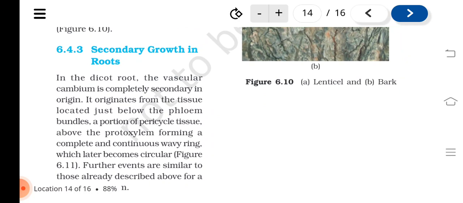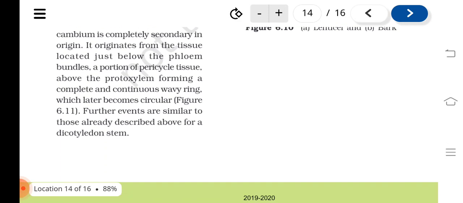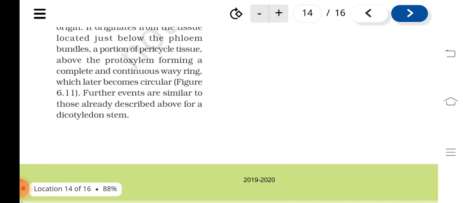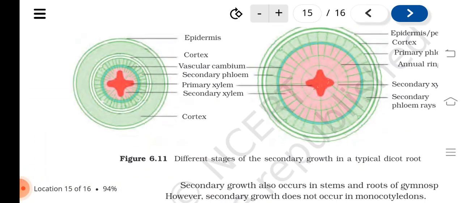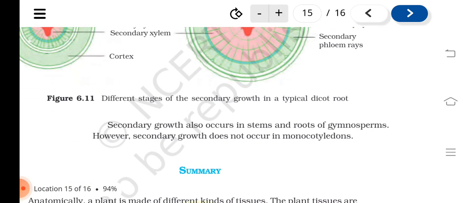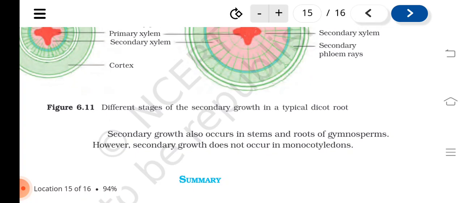Secondary growth in roots. In the dicot root, the vascular cambium is completely secondary in origin. It originates from the tissues located just below the phloem bundles, and a portion of pericycle tissue above the protoxylem, forming a complete and continuous wavy ring, which later becomes circular, figure 6.11. Further events are similar to those already described above for a dicotyledon stem. Secondary growth also occurs in stems and roots of gymnosperms. However, secondary growth does not occur in monocotyledons.